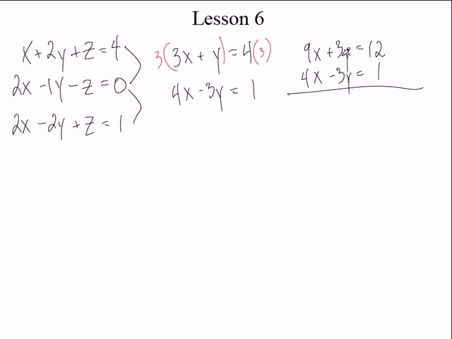Now it's kind of rigged for us, isn't it? We made it so that these will cancel out. That's why I multiplied everything by a 3 here, so that 3y cancels out with this minus 3y. So let's add up these columns. That adds up to 0. That's 13x equals 13. When I add up those and divide by 13, x is 1.